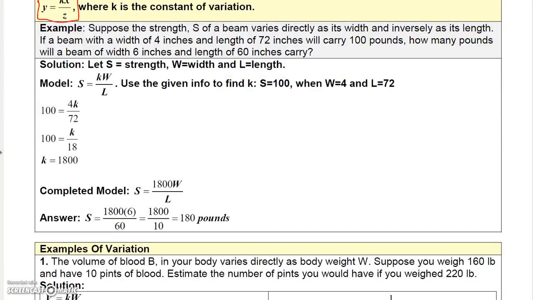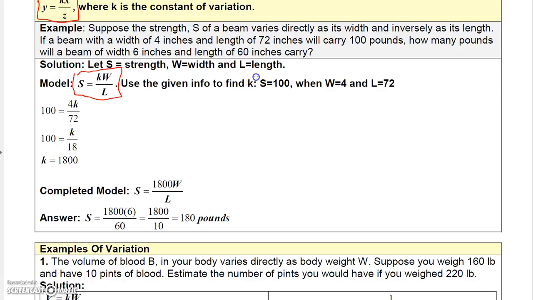Now, suppose the strength S of a beam varies directly as its width and inversely as its length. If a beam with a width of 4 inches and length of 72 inches will carry 100 pounds, how many pounds will a beam of 6 inches width and length of 60 inches carry? Well, let's get our model. We know the variation. S varies directly with W but inversely with L.